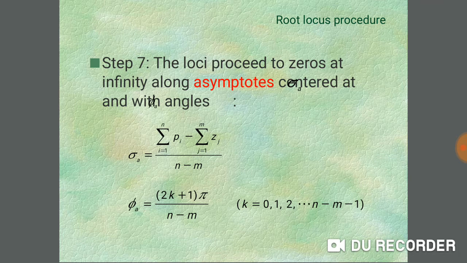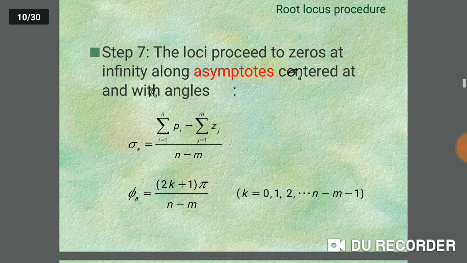Step number 7: the loci proceed to zeros at infinity along asymptotes centered at sigma and with the angles phi. These are the two different formulas for finding the asymptote center and angle. The asymptote center is designated by sigma and the angle by phi. These are the formulas we are going to use at the time of solving the examples.